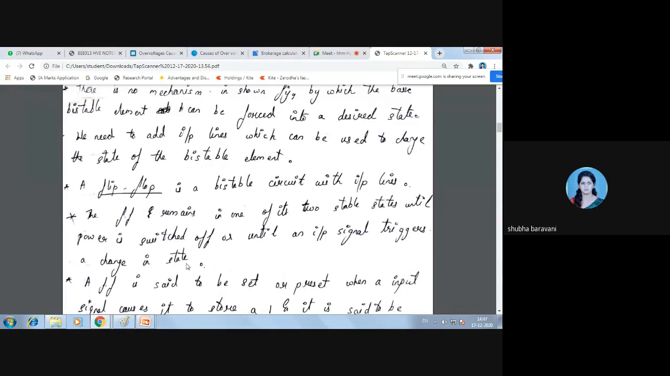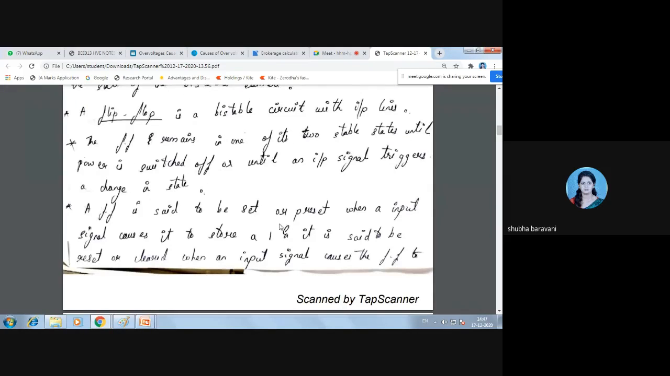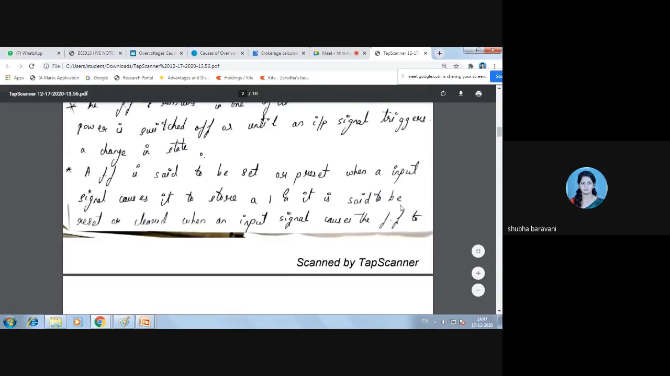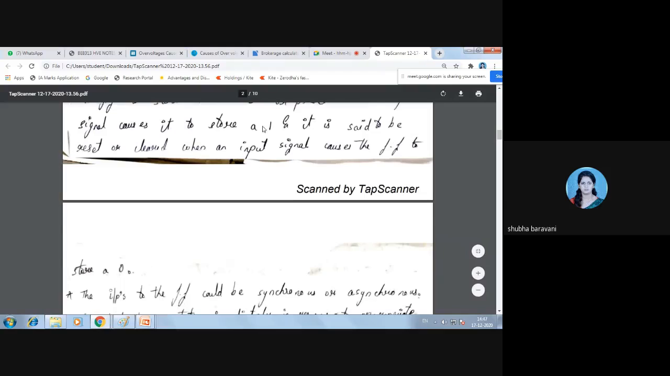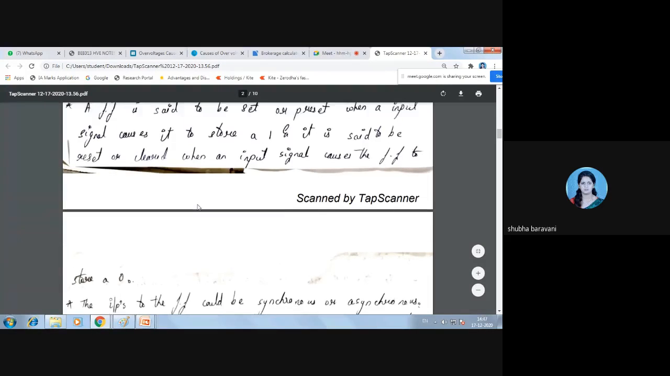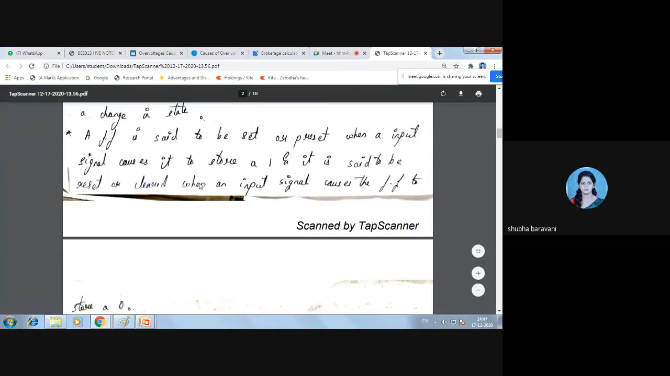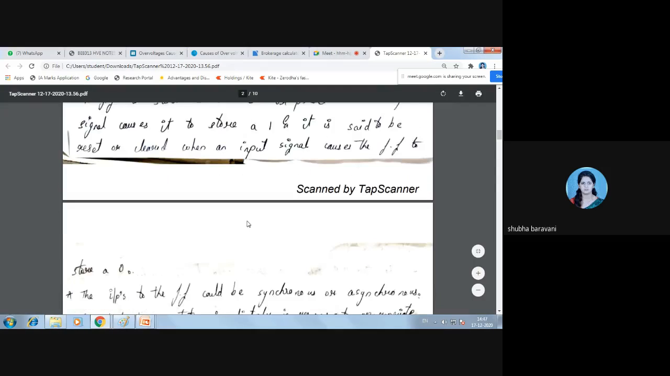Now, a flip-flop is said to be set or preset when an input signal causes it to store a 1. So if your flip-flop is storing 1, it is said to be in the set state. If your flip-flop is storing a 0, it is said to be in the reset state. Set or reset: if it stores 1, it is set; if it stores 0, it is reset.